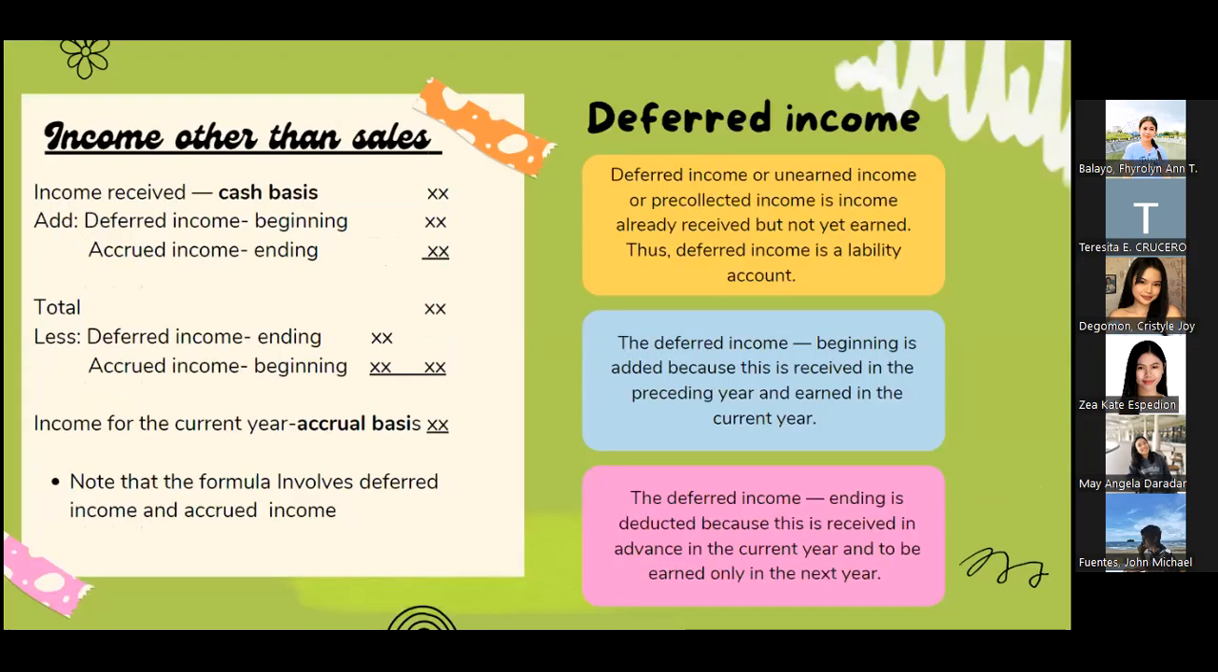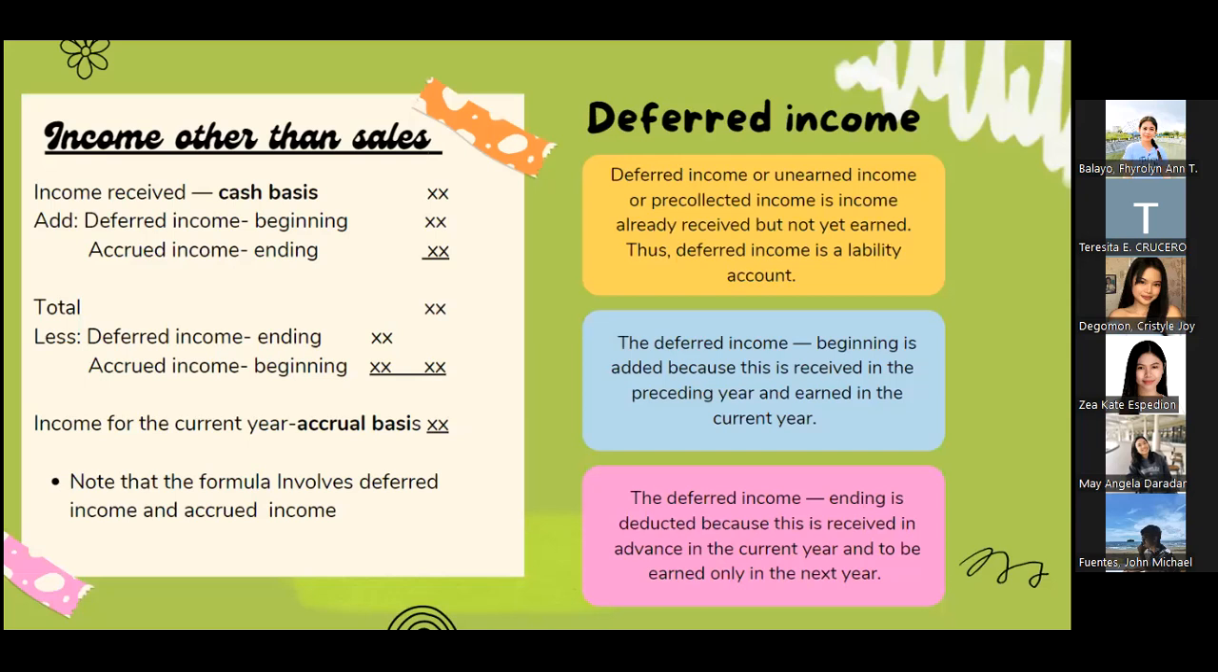Deferred income. Deferred income, or unearned income, or pre-collected income, is income already received but not yet earned. Thus, deferred income is a liability account. This is when we receive payment by a customer for something but haven't actually earned the income. So we haven't delivered the goods yet. It would occur in a situation where a customer is paying in advance for goods that we are going to deliver in the future.